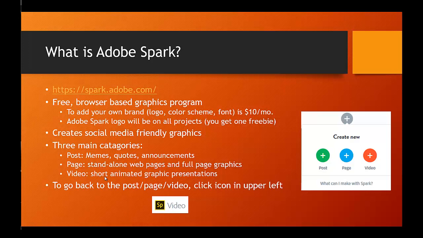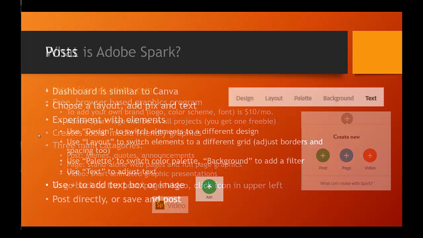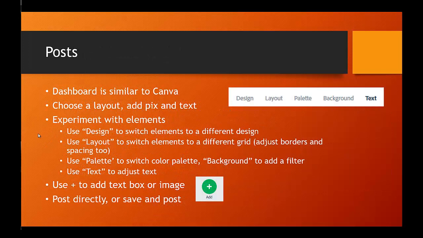So when you're in the middle of working with Adobe Spark and you want to go find one of these categories, you click the SP in the upper left-hand corner, and that will give you your main page. You click the plus button on the main page and then choose post, page, or video. And again, today we are working with post. One more slide and then we'll jump into the dashboard for the post version of Adobe Spark.